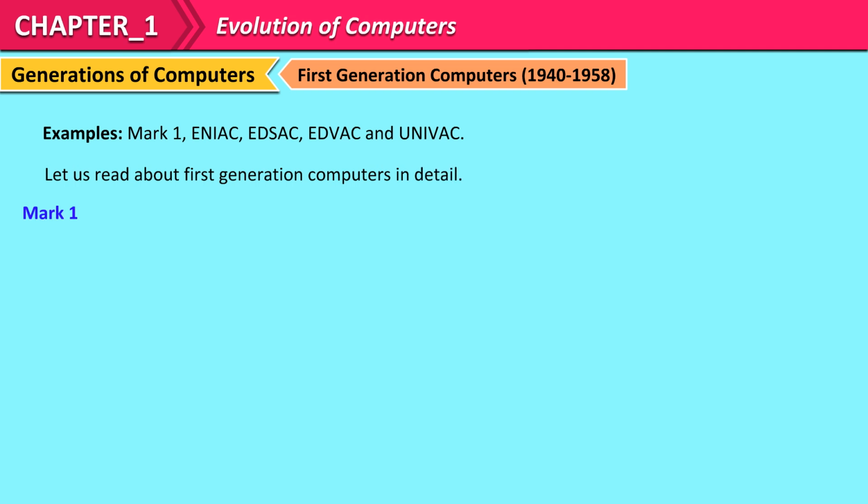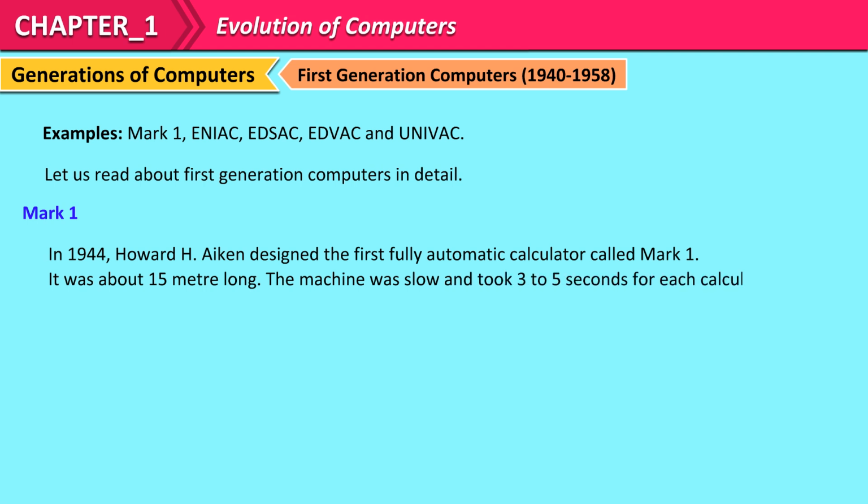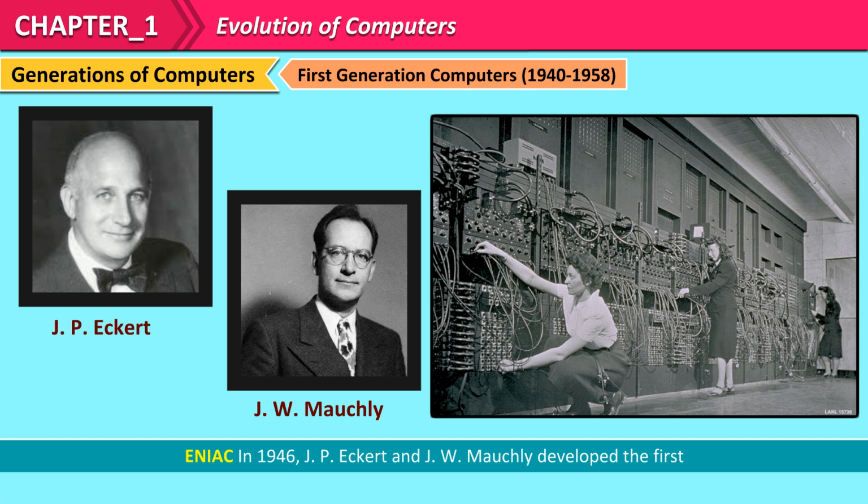Mark 1. In 1944, Howard H. Aiken designed the first fully automatic calculator called Mark 1. It was about 15 meters long. The machine was slow and took 3 to 5 seconds for each calculation. ENIAC. In 1946, J.P. Eckert and J.W. Mauchly developed the first electronic computer called ENIAC, Electronic Numerical Integrator and Computer, to solve computing-related problems.